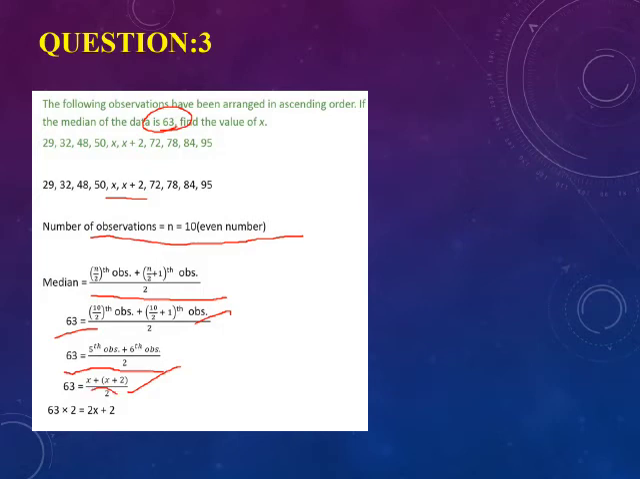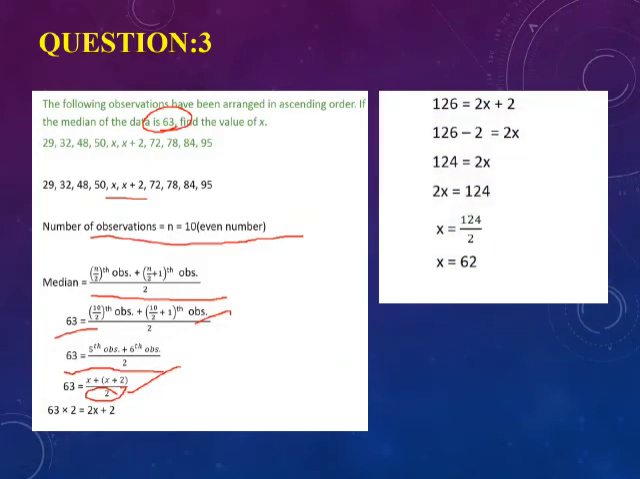Then this 2 we have to multiply. 63 into 2 equal to 2x plus 2. So 63 into 2 we have 126. So 126 equal to 2x plus 2. Then we have to bring the constant to the left hand side. So 126 minus 2 equal to 2x. We will get 124 equal to 2x. So x equal to 124 divided by 2.